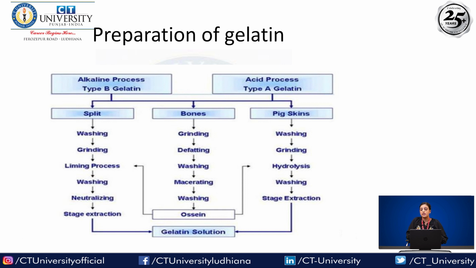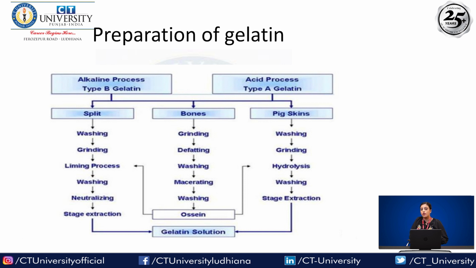From the alkaline process and from the acid process that is done from the bone, the process is grinding, then defatting, then washing, then macerating, then washing again, and after that it is obtained in the form of ossein. After ossein is obtained, it goes to the lime process or the hydrolysis process. After that comes washing, and then we obtain a gelatin solution. And the third type is obtained from pig skin.